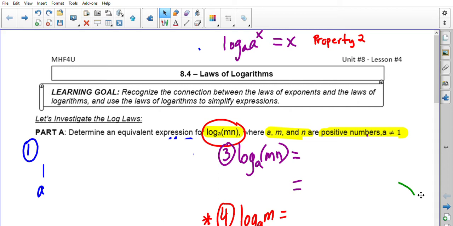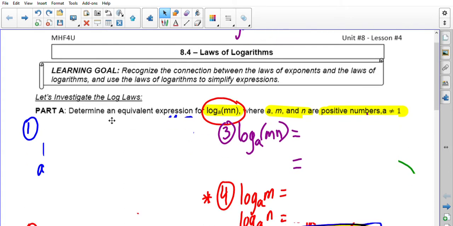Okay, so instead of just telling you what these new log laws are, I want us to go through a little investigation so you can see where it comes from. So let's start with part A. We are going to get 3 new laws today.